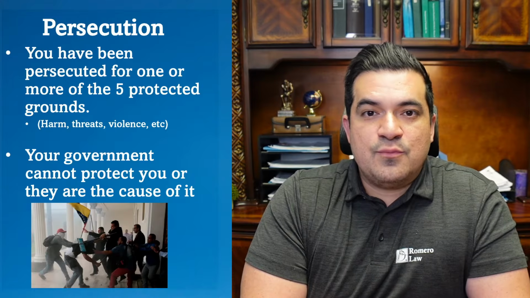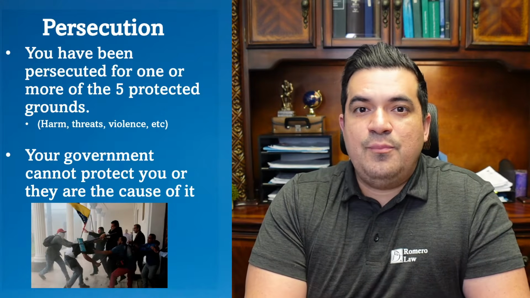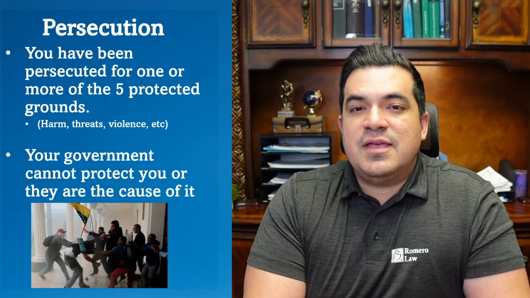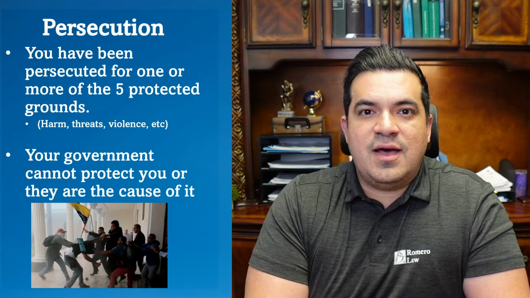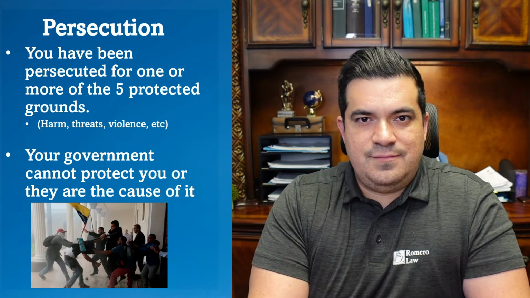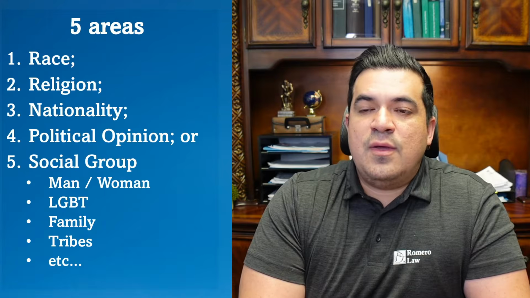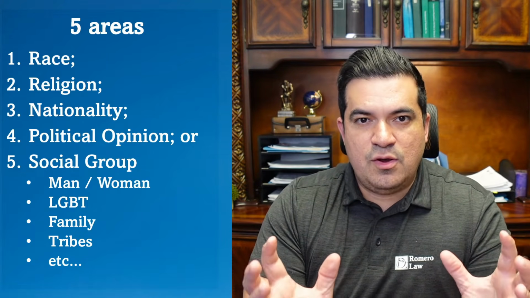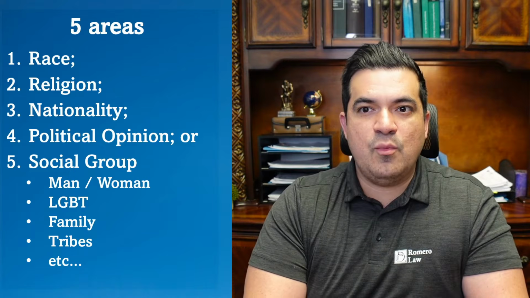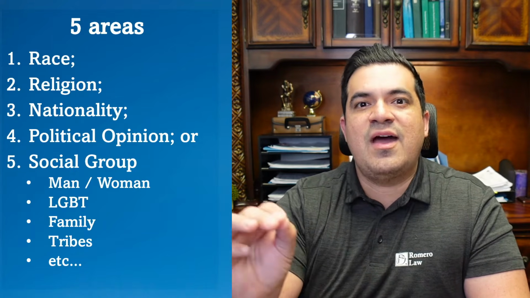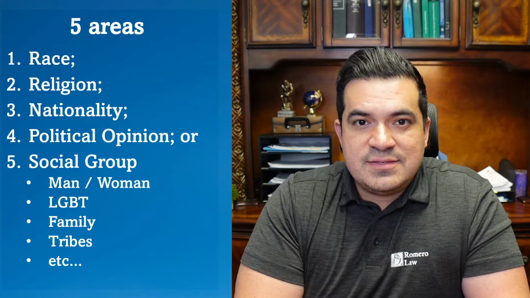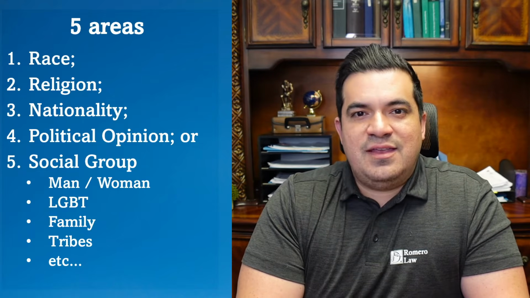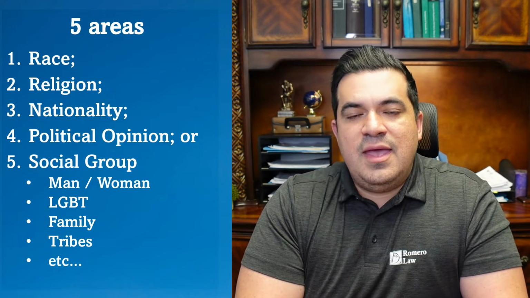We also have to prove that the government cannot help you, or is not able to help you, or that they're the direct cause of that harm. So here are the 5 areas that the government protects. If we argue that you were persecuted, that you were harmed, we have to connect it to one of these 5 reasons: race, religion, nationality, political opinion, and social group.